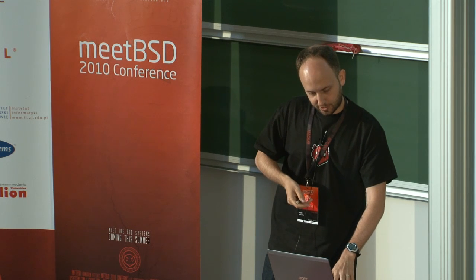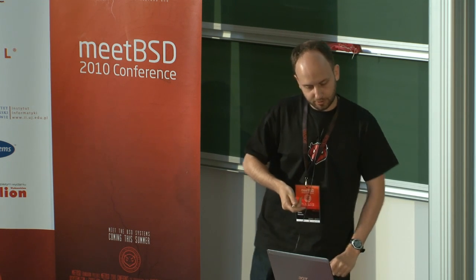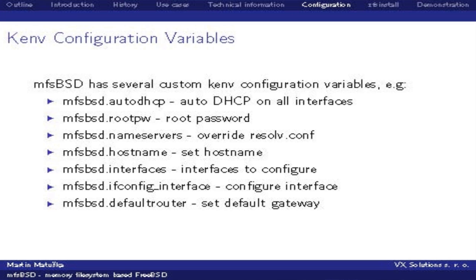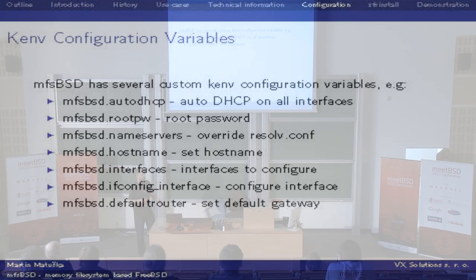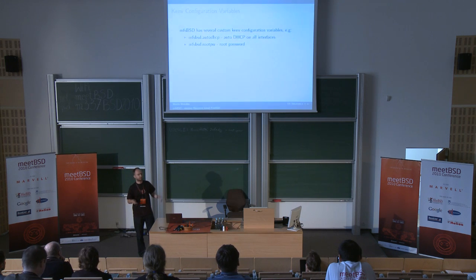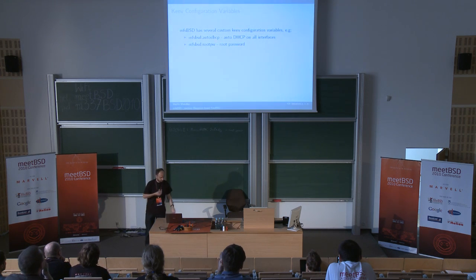So let's take a very quick look at the variables. The very first one, I have added a simple script that just goes through all interfaces in the system and sets them to auto DHCP. So if you have a DHCP environment in a network, you actually only have to set this to yes, and all your booted devices will automatically get an IP address. Second one is the root password. Then we have name servers.